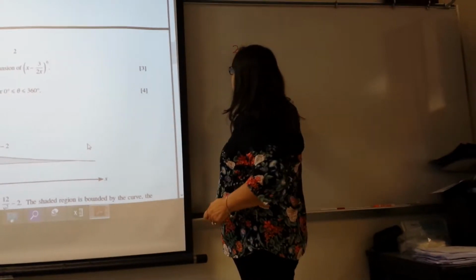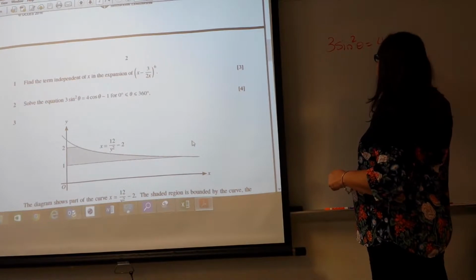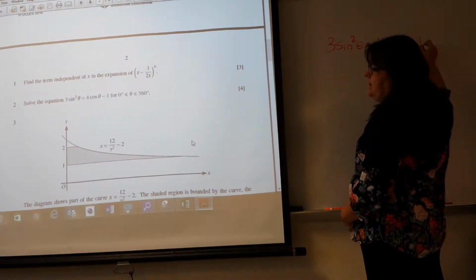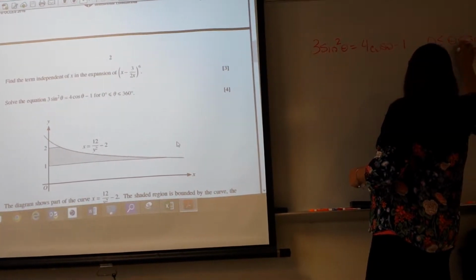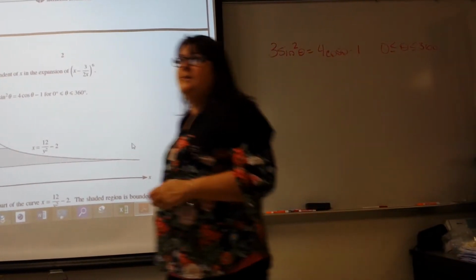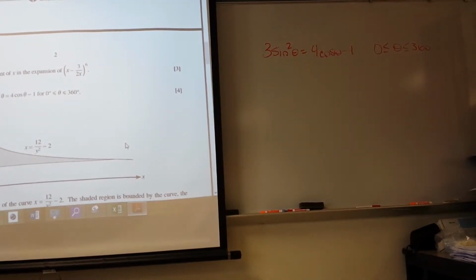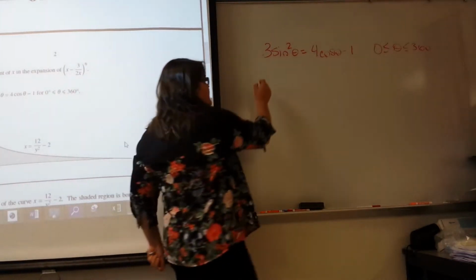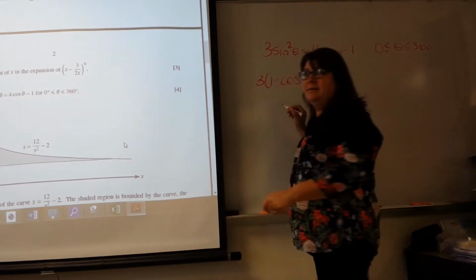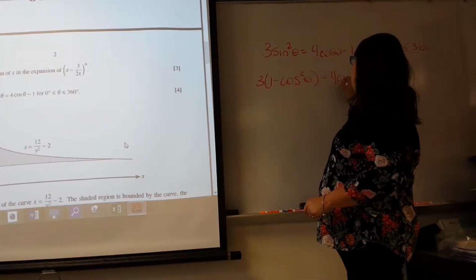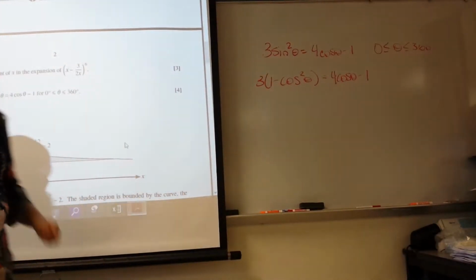Lucky them. So we have 3 sine squared theta equals 4 cosine theta minus 1, from 0 to 360. You all told me that you recognize the sine squared as a Pythagorean identity. So we're going to clean that up a little bit. Sine squared is equivalent to 1 minus cosine squared. Does everybody see that? Remember, this is given to you on your bright colored sheet of paper. So that's good news, not something you have to memorize.